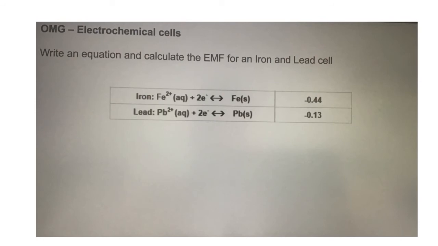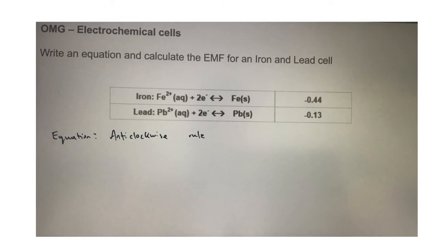We know then how to represent half cells. We also know how electrode potentials are measured. Now, we need to be able to look at combinations of elements, be able to work out what reaction is going to take place, and also what the EMF or the voltage of that cell is going to be. Now, to write an equation, we can use the anti-clockwise rule. Okay.